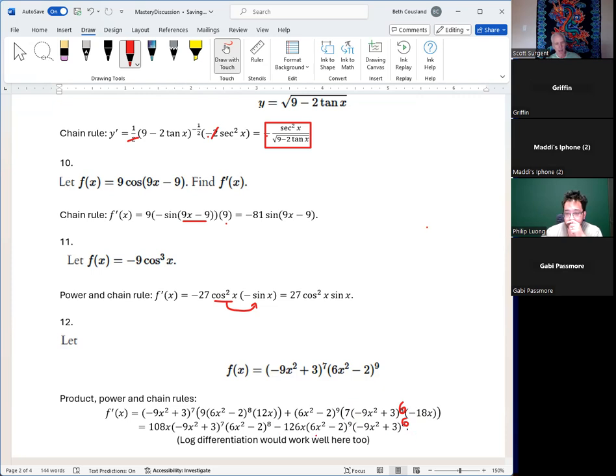I would not waste time trying to simplify this out any farther. It's not worth the trouble. And I also wrote that log differentiation would work here too. I didn't work it out that way, but this might be a time where logs help. Any questions on 10, 11, and 12?